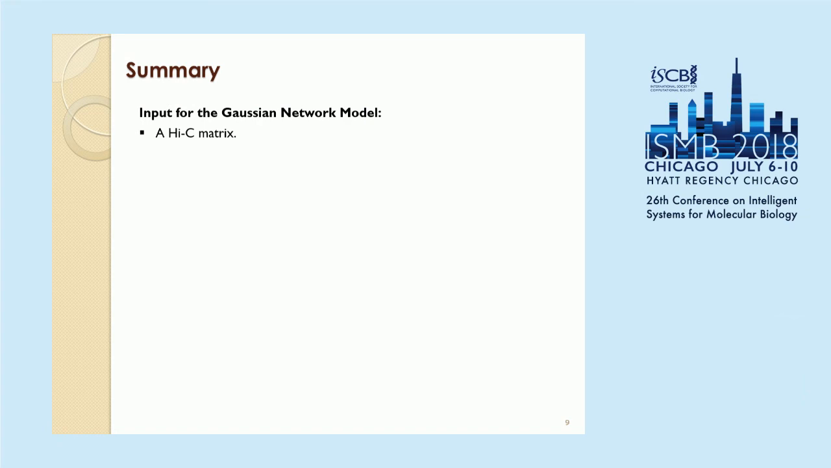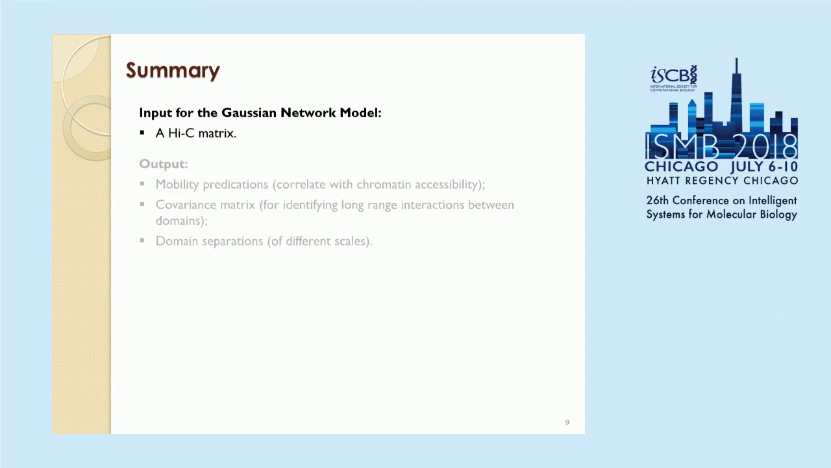Okay, and that, in summary, the only input for the Gaussian network model is the Hi-C matrix. And what you can get is the mobility predictions, which are shown to be correlated with the chromatin accessibility, and also the covariance matrix for identifying long-range interactions. And then you can also obtain the domain separations at different scales.